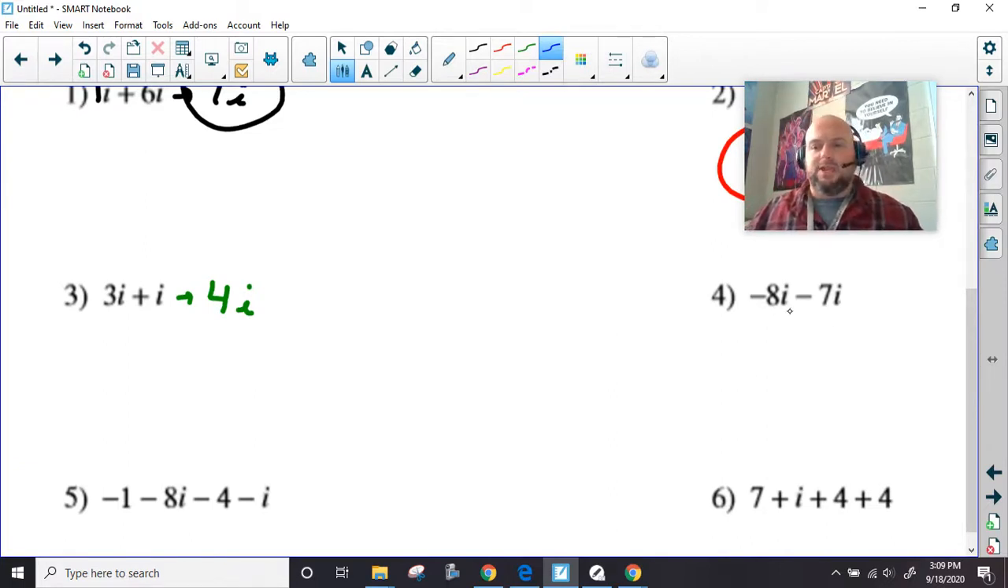So then we have -8, -7. Well, you can use a calculator if you need to, but they're the same sign, so we add them, keep the sign, so it's going to be negative, and then 15i.